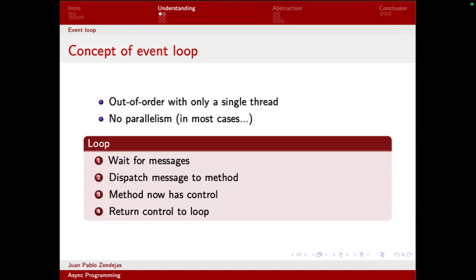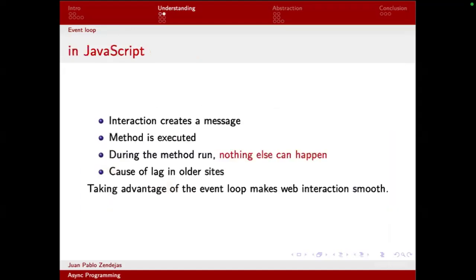What we do is we have an event loop. So JavaScript is structured around this cycle. The computer will wait for messages. This could be interaction. Then it will dispatch that message to whatever method is listening to it. So whichever function is listening for that event, then the method has complete control over the running. And after the method is done, it will return control back to the event loop. So in JavaScript, usually that means when you click a button, that sends a message to the event loop. That method is executed. The important part is that during this method run, nothing else can happen.